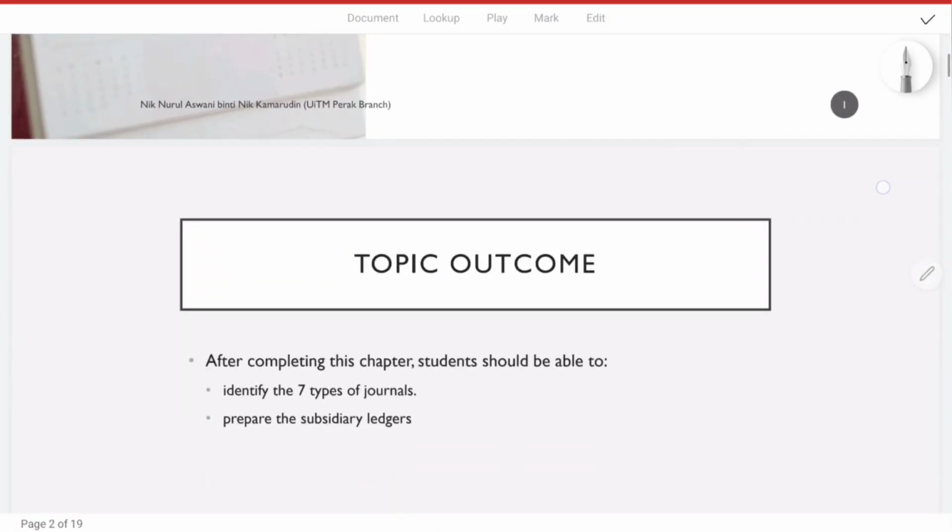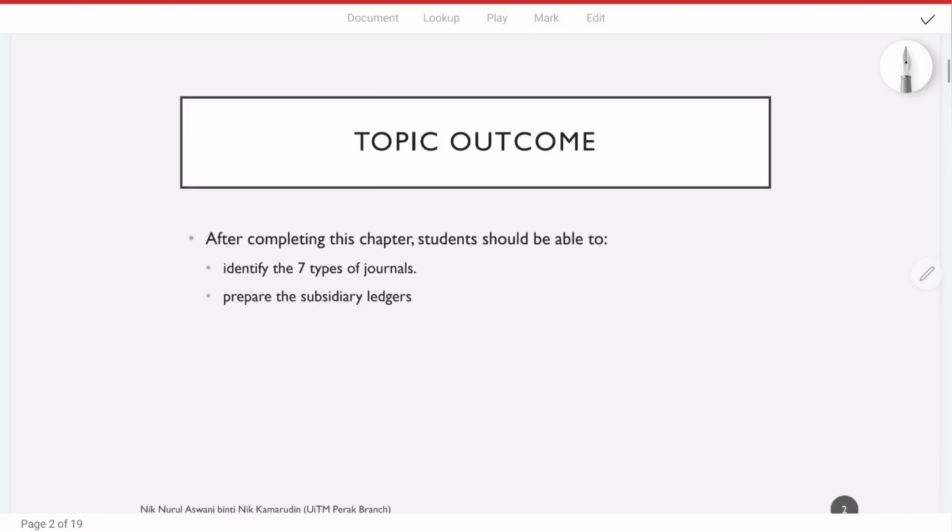At the end of this topic, you should be able to identify 7 types of journal and to prepare the subsidiary ledger. So these two are very important because we are going to assess you on this topic in your final project. So the assessment related to topic 5 is the final project.